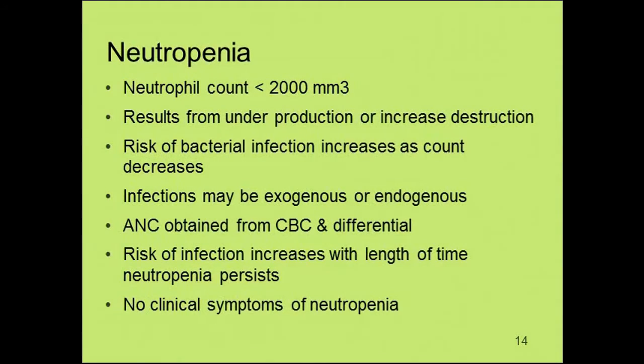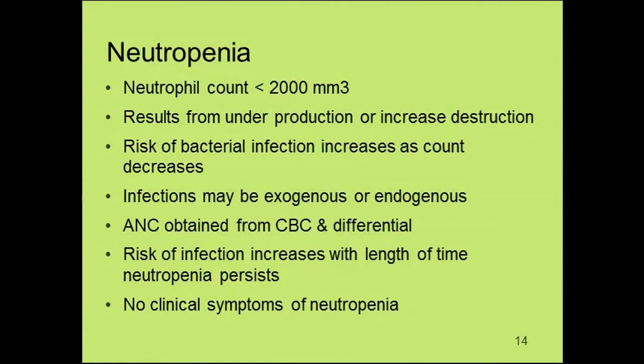There is a great risk of bacterial infection as our white cell count decreases, or as the neutrophil count decreases. So as the actual number of neutrophils is reduced, our risk of infection increases. The infections can come from outside or inside the body, exogenous or endogenous sources. Exogenous is the world around us, and endogenous sources, primarily the GI tract and skin, are your common sources. An ANC, which is an absolute neutrophil count, is obtained from a CBC with a manual differential. That's where they look at the actual number of neutrophils that are in the smear.